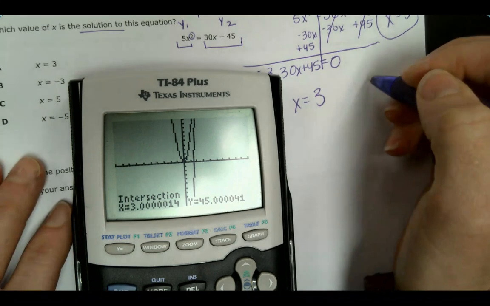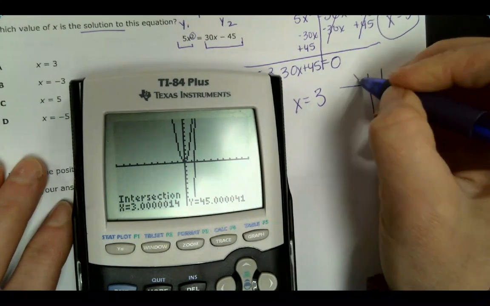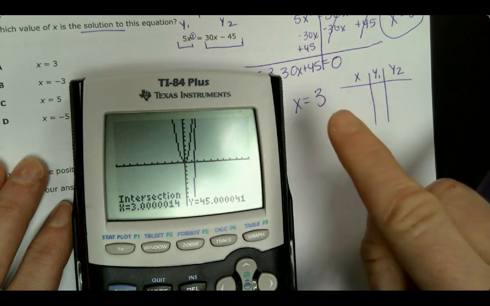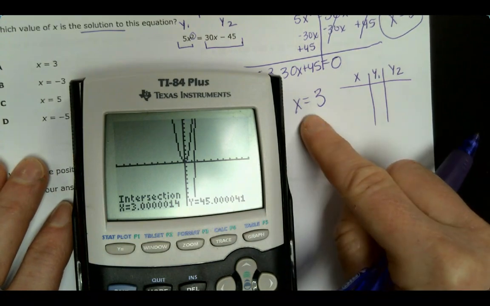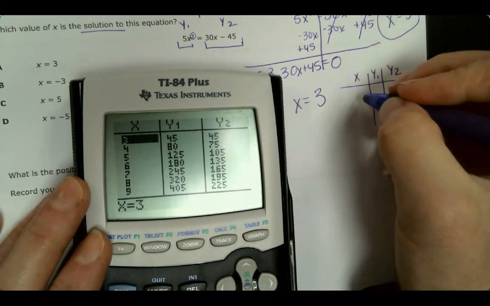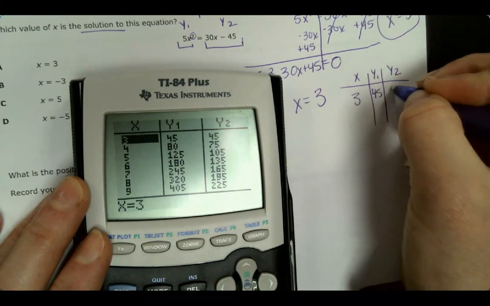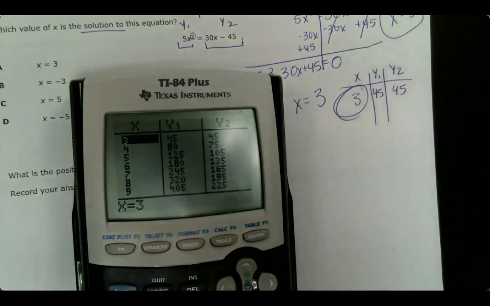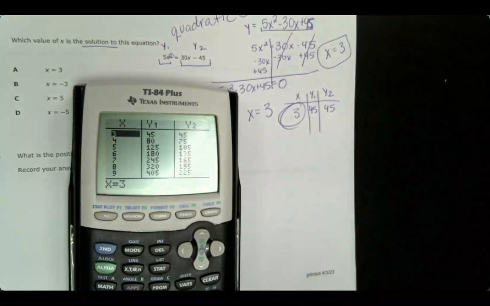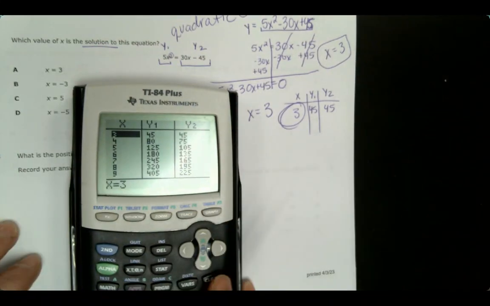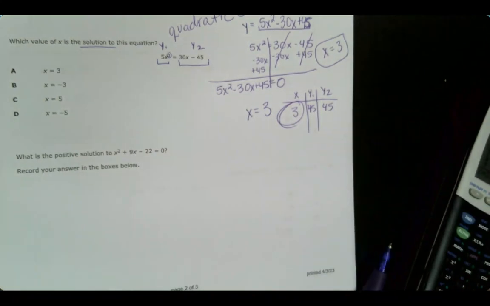And with the table, you can do the table. So this is to find your intersection on your graph. You can also look at the table. Look at 3. We have 45 and 45. So x equals 3. So I just gave you 3 different ways of finding your answer. If your answer is a decimal, though, the table way isn't going to work. So I want you to go ahead and do number 8 next.